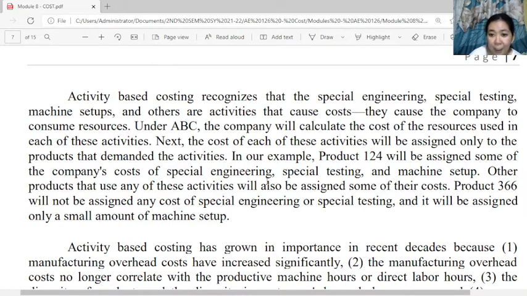So in our example earlier, product 124 will be assigned some of the company's cost of special engineering, special testing, and machine setup. Other products that use any of these activities will also be assigned some of their costs, while product 366 will not be assigned any of those costs, and will be assigned only a small amount of machine setup. With this, the allocation of overhead cost is proportionate to the use of resources or manufacturing overhead costs. That's how ABC works.